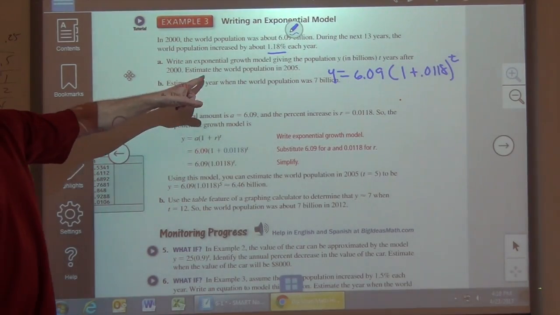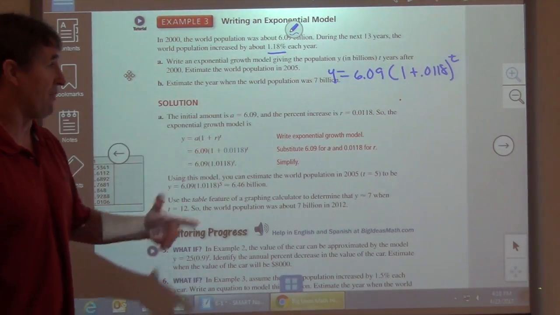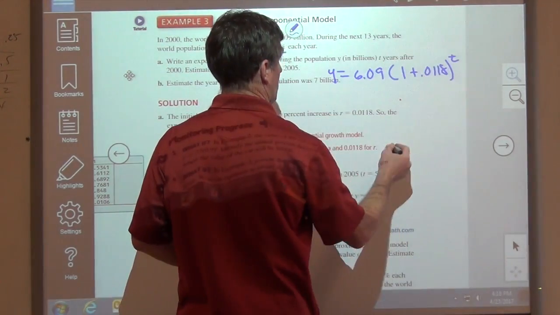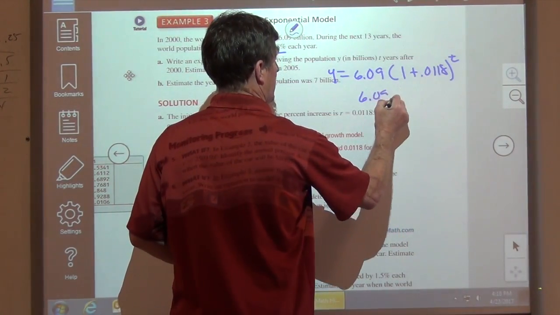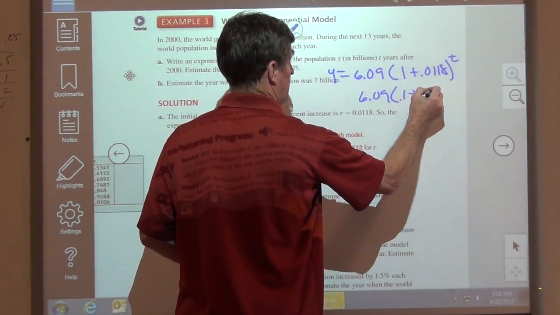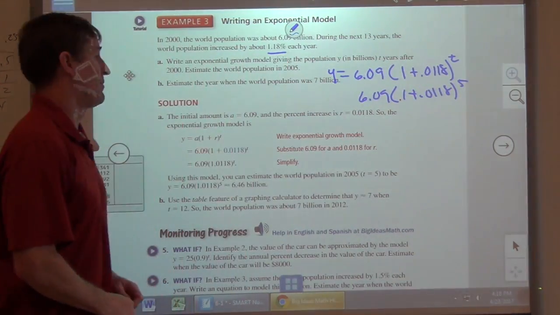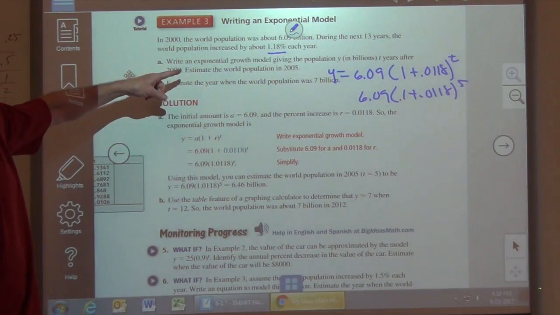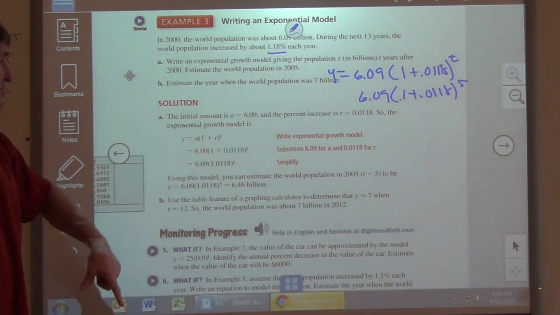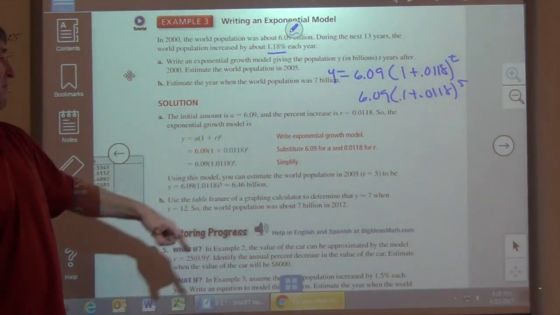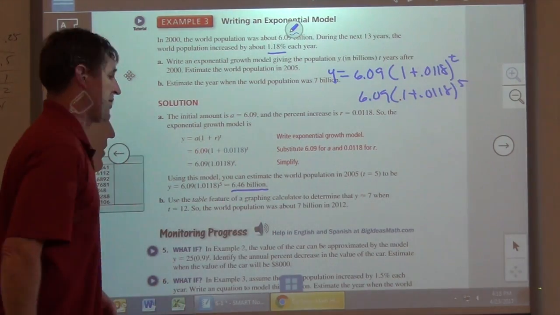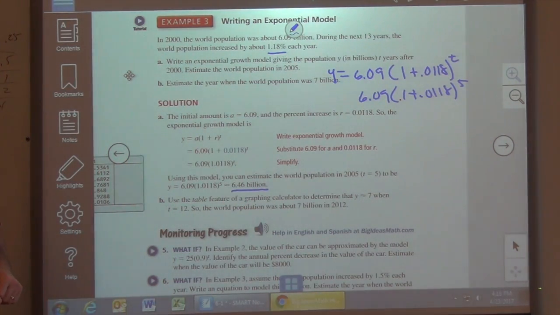And then it says estimate the world population in 2005. Well, all we have to do now is plug in the value of 5 for t, so we've got our equation there, and when we plug in 5, we end up at about 6.46 billion people in the year 2005.